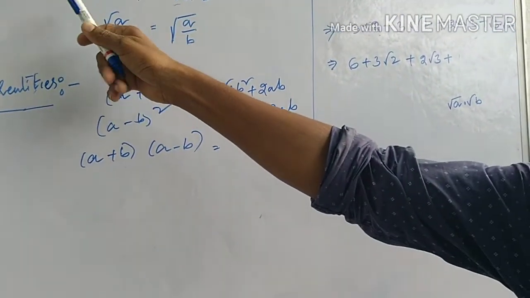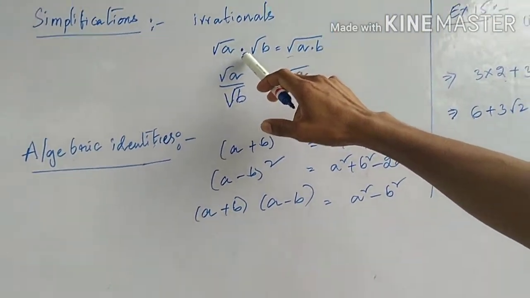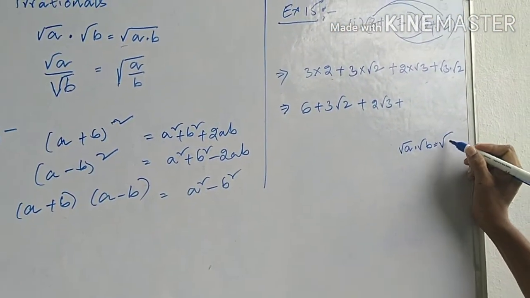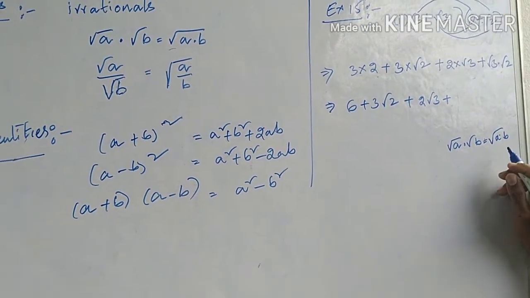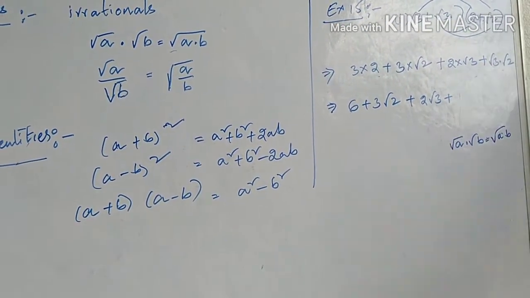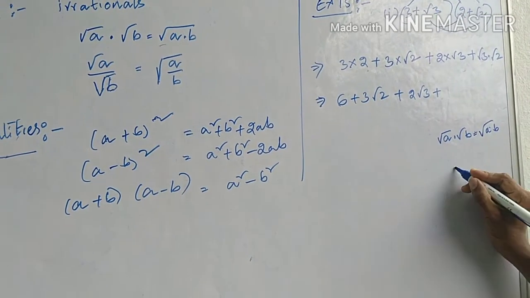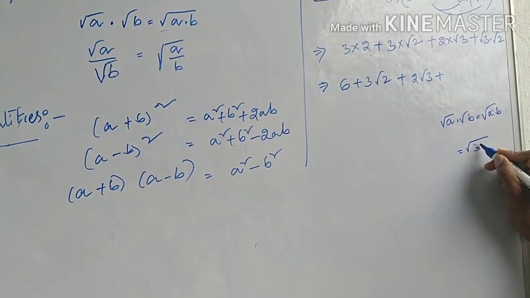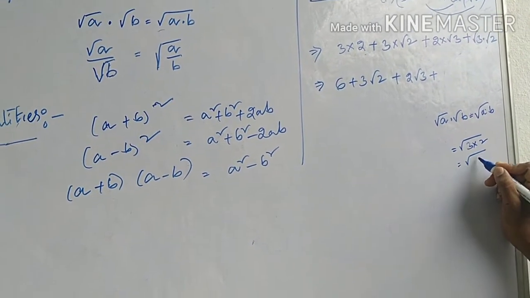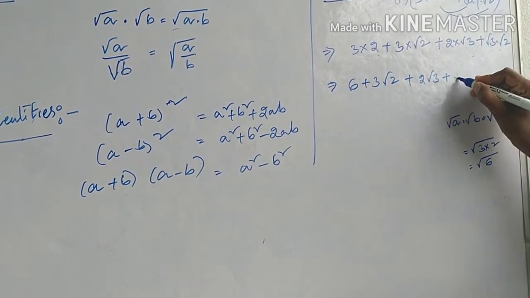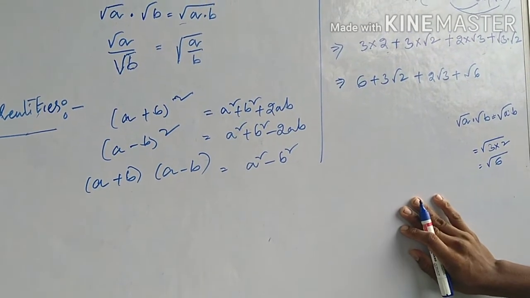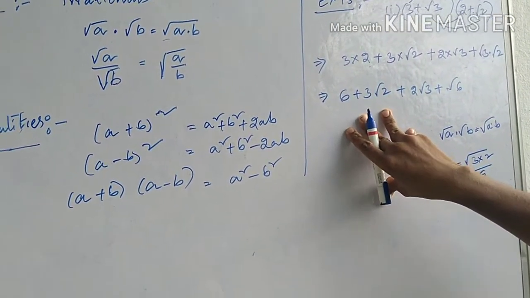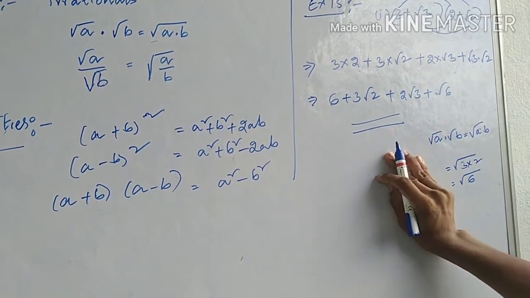So in our simplification, root a into root b is equal to square root of a into b. A is equal to 3, b is equal to 2. Under root 3 into 2, a into b, under root 3 2s are 6 is the answer. Root 6. For further simplification, there are no like terms, so this is the final result.